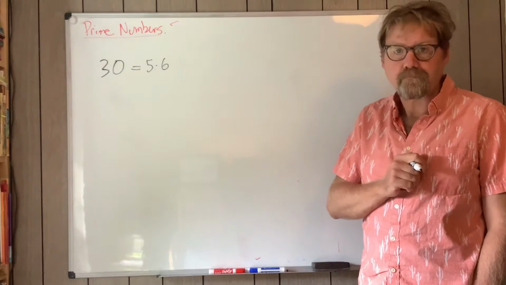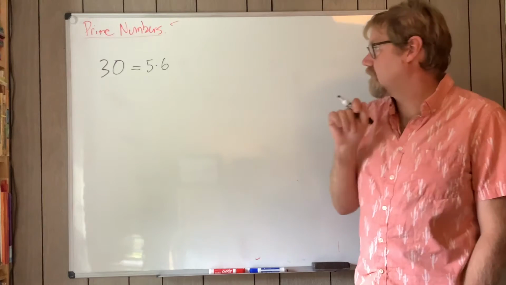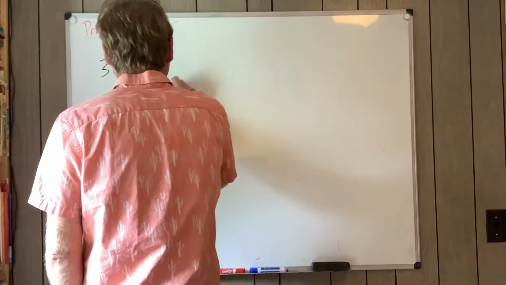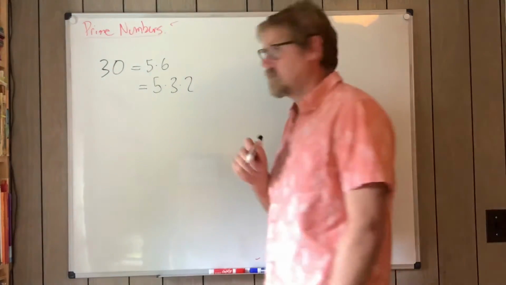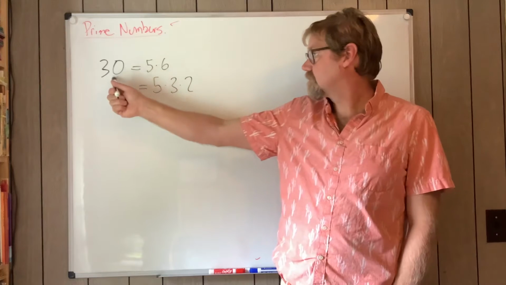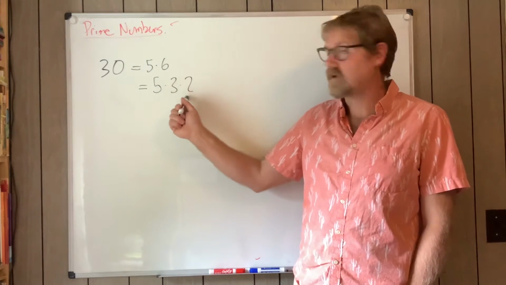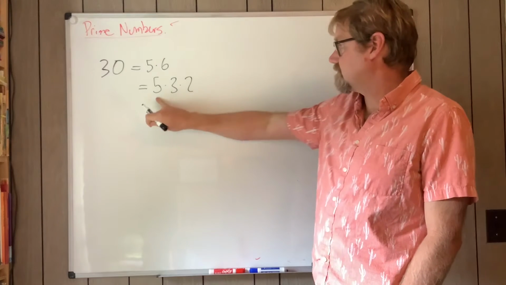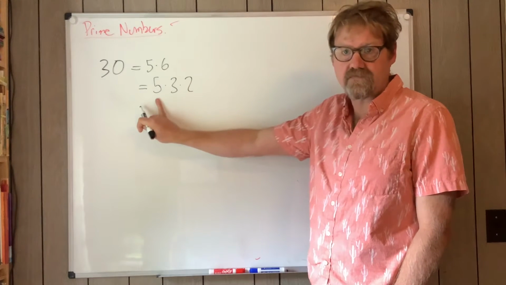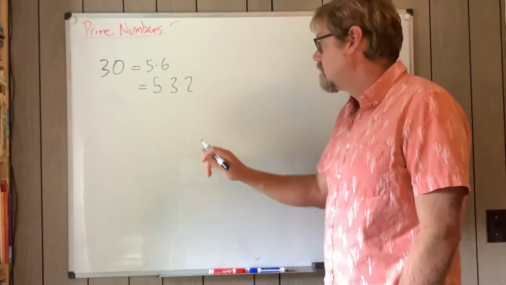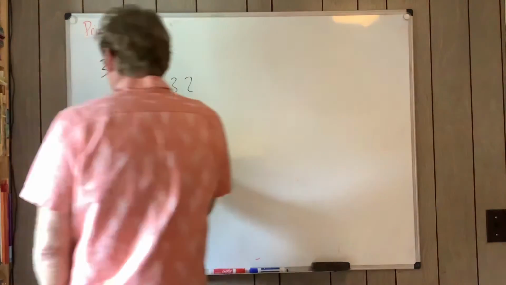And another thing I might be able to do is write 6 also as 3 times 2. So I can write 30 as 5 times 3 times 2. And basically the idea with this is now I can't do this any further for 5 and 3 and 2.